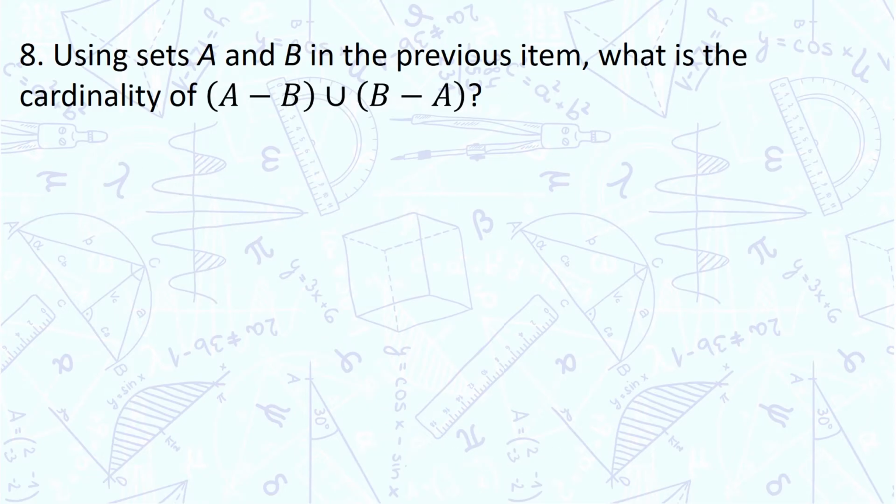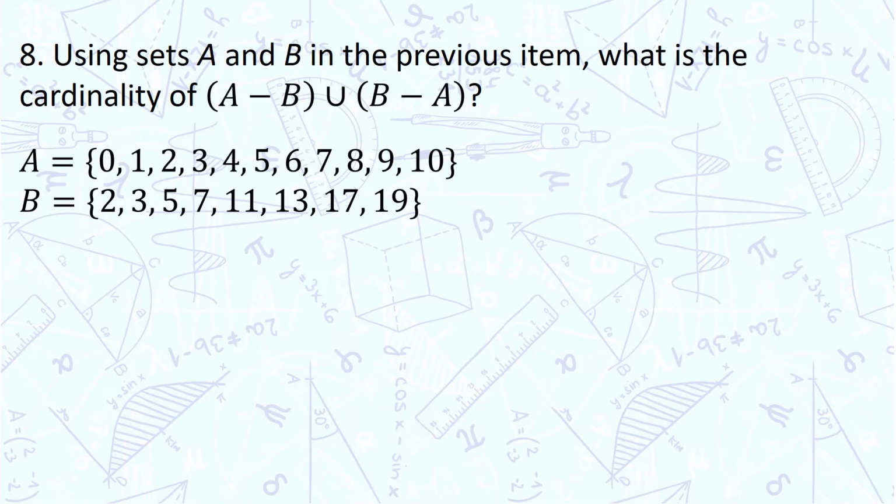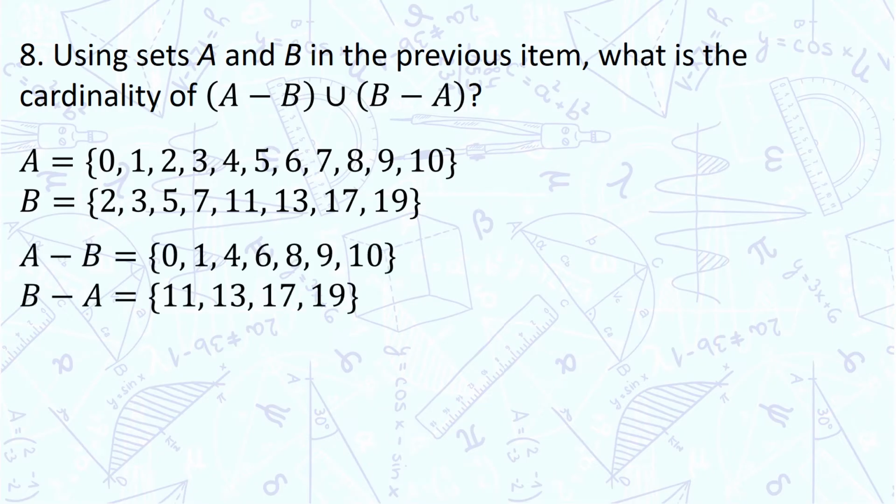Next question. Number 8. Using sets A and B in the previous item, what is the cardinality of A minus B union B minus A? Let us solve first A minus B. From A, we take those elements common with B. So what is left with A is 0, 1, 4, 6, 8, 9, 10, and that is set A minus B. How about set B minus A? So we take away from B all the elements common to A. What remains are the elements 11, 13, 17, 19.